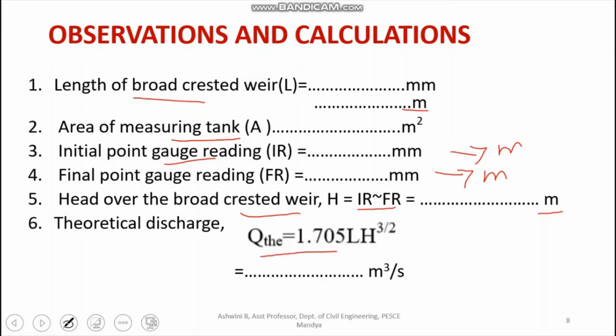And theoretical discharge is calculated by using the equation Q theoretical is equal to 1.705 L h to the power of 3 by 2, where L is the length of the broad-crested weir and h is the head over the broad-crested weir.